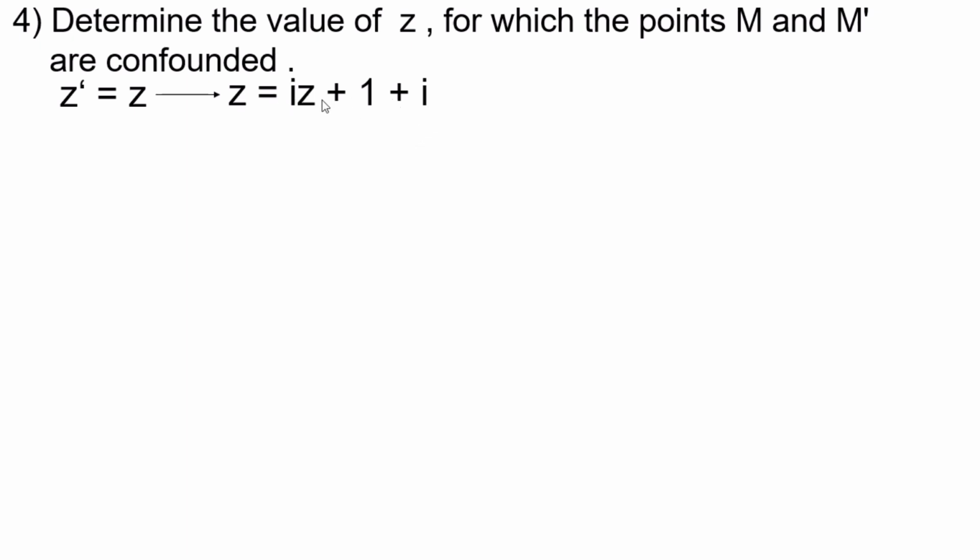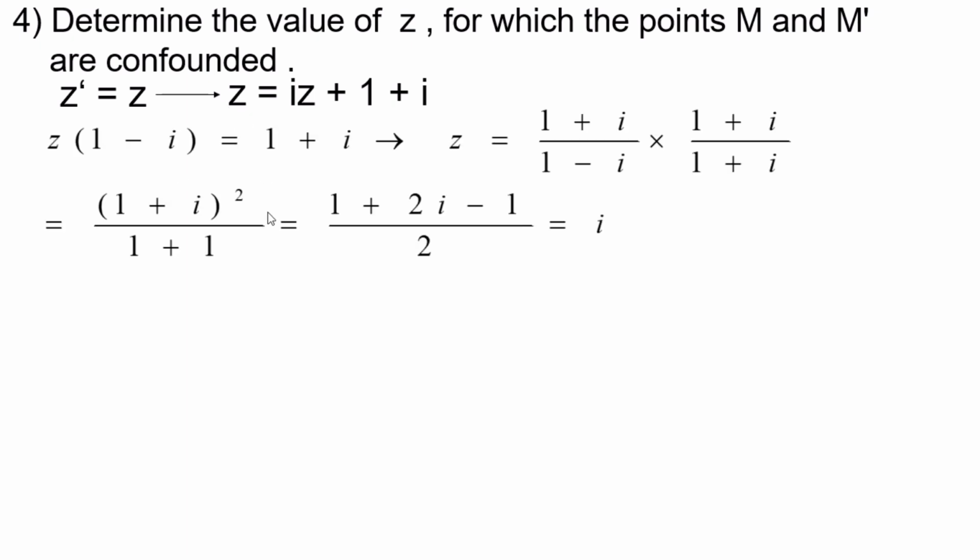How to find Z? Take IZ to the other side. We get Z minus IZ. Z common factor: Z times 1 minus I equals 1 plus I. Z equals 1 plus I over 1 minus I. We multiply by the conjugate, we get I. Then Z equals I. In the case where Z equals I, Z prime equals the same, equals I, and the points M and M prime are confounded.